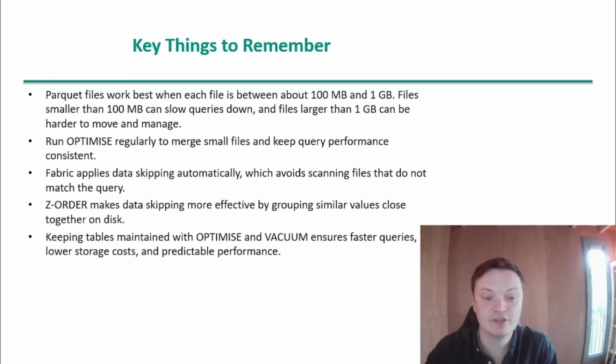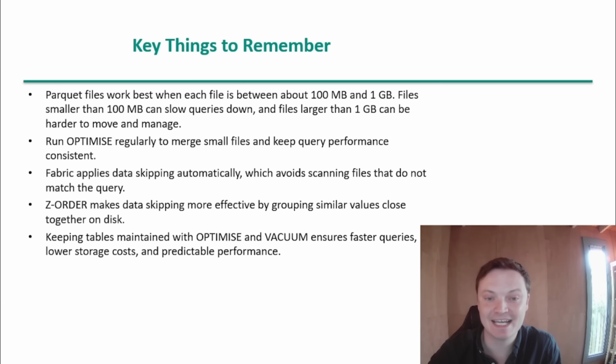So, some key things to remember. Parquet files work best when each file is between 100 megabytes and 1 gigabyte. Files smaller than 100 megabytes can slow queries down, and files larger than 1 gigabyte can be harder to move and manage. Run optimize regularly to merge small files and keep query performance consistent.